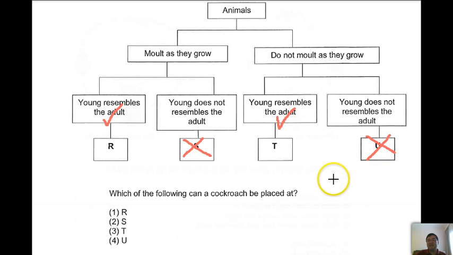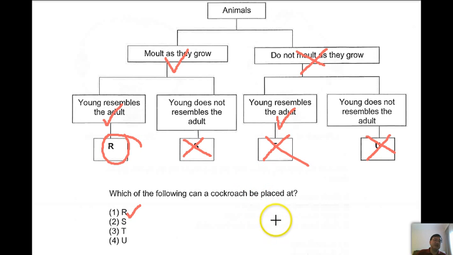Now the nymph, they do molt. So this is the one, and when it says do not molt, this is not the one, right? So if this is not the one, then T is never the one. It leads you to R. The answer is R. Repeat this part and try to understand what I have just mentioned.